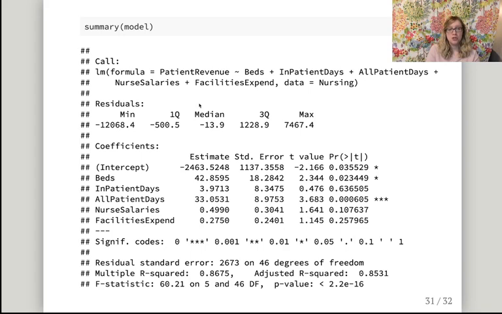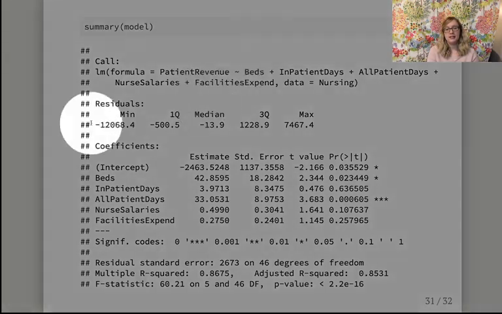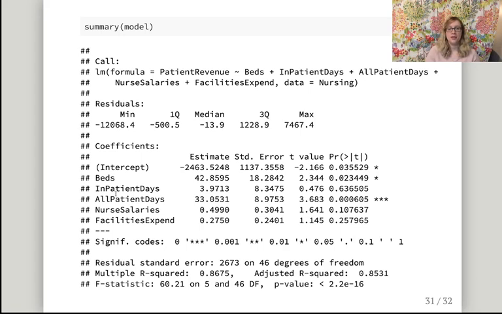So it looks like there are two variables that are pretty strong predictors. The number of beds is a good predictor, and the number of all patient days is a good predictor. The number of inpatient days, nurse salaries, and facilities expenditures aren't really contributing anything to this prediction because their p-values are quite high. The other thing to notice about this model is that our multiple R squared is very high, about 87%. So we are explaining quite a bit of the variability in patient revenue with this model.